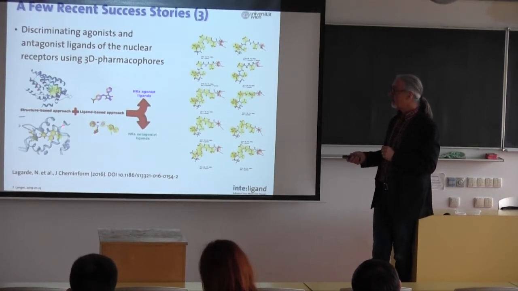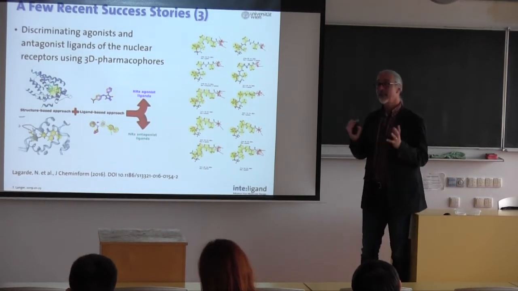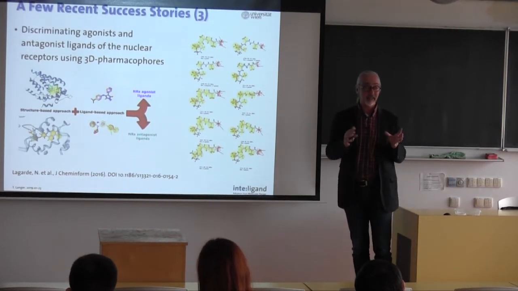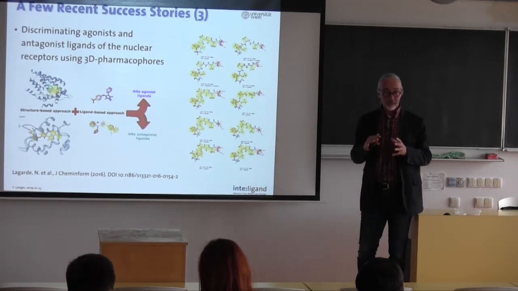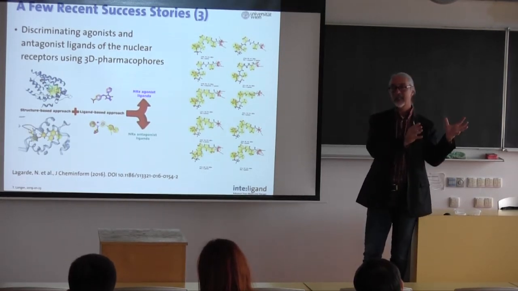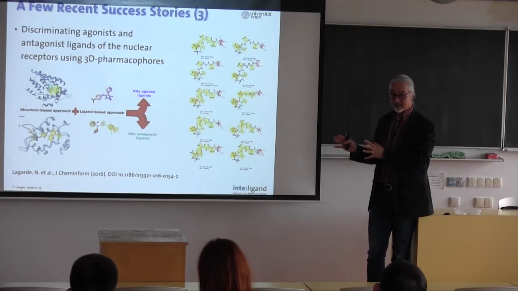They did a mix of structure-based and ligand-based approaches and could discriminate between nuclear receptor agonist ligands and nuclear receptor antagonist ligands. They created a whole bunch of different models and screened in parallel. Then, according to the profile, they could say, this will be an agonist, this will be an antagonist, and it works.